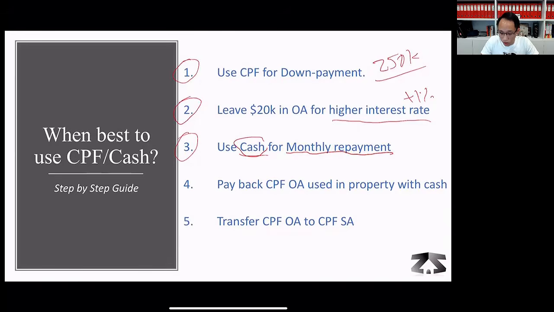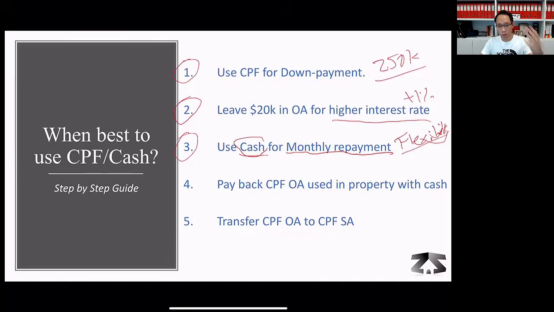Yes, and a point to note is that even for level 3, there's some flexibility. I want to point this out. Because say, touch wood, if you have lost your job or because of certain circumstances you cannot use your cash for your monthly repayment anymore, you can always tap back to your CPF OA, right? They are always down there for you to use. You can even use that for lump sum payment, things like that, that I talked about. So that is flexibility, still at level 3.